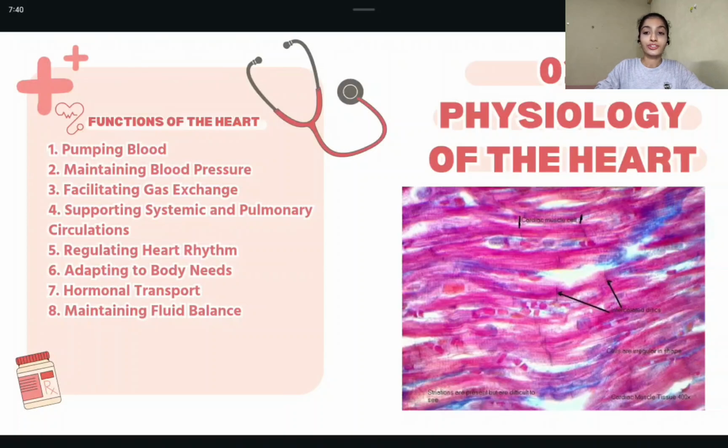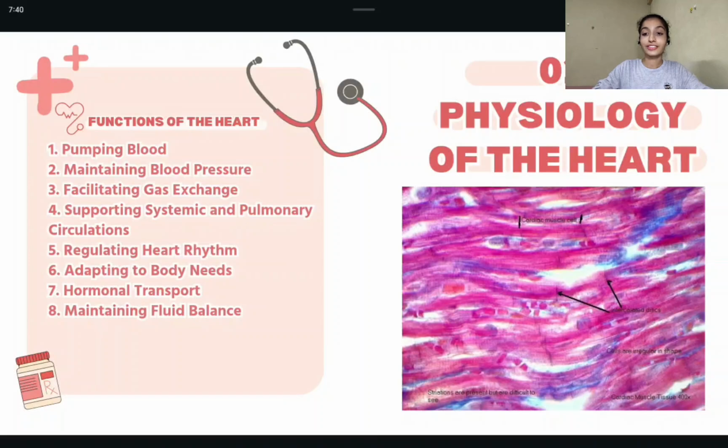Next, moving on to the physiology of the heart. First, about the functions of the heart. The function of the heart is to pump blood, maintain the blood pressure, facilitate gas exchange, support systemic and pulmonary circulation, regulate the heart rhythm, adapt to the body's needs for hormonal transport, and also maintain the fluid balance in the body.